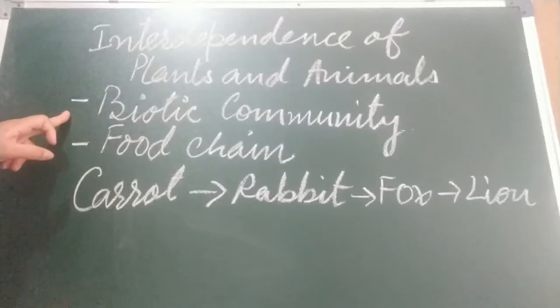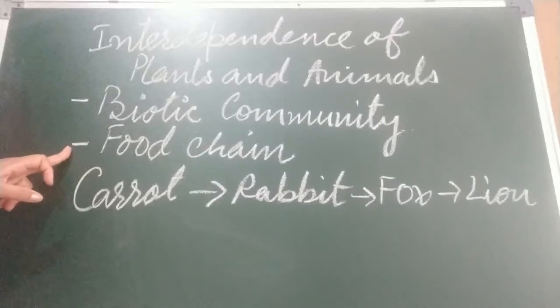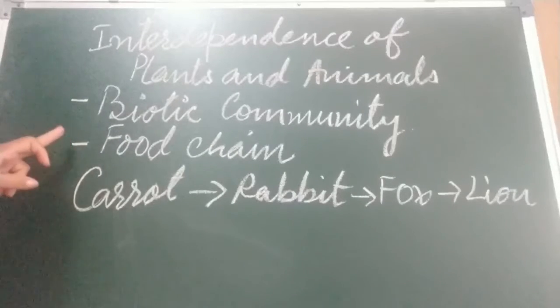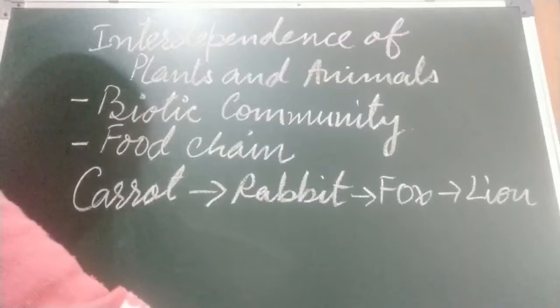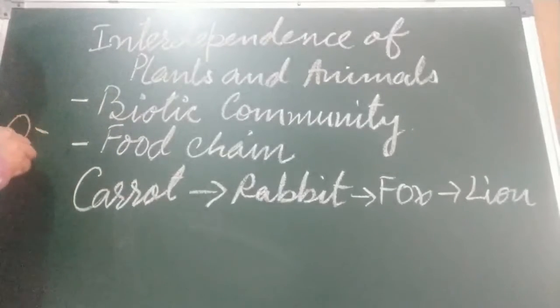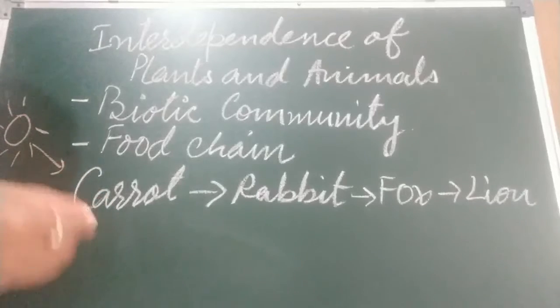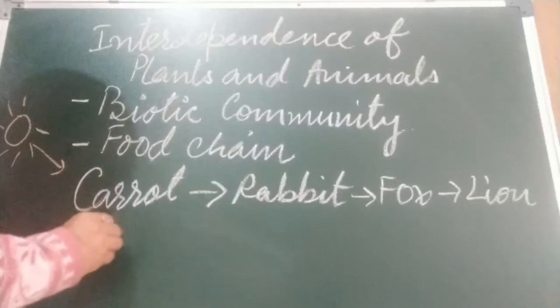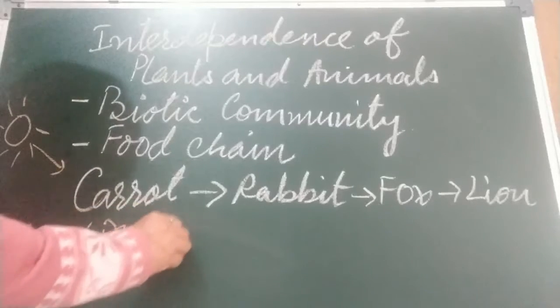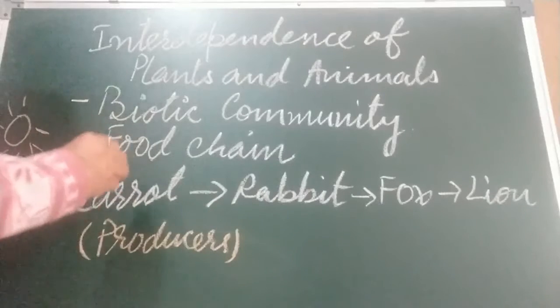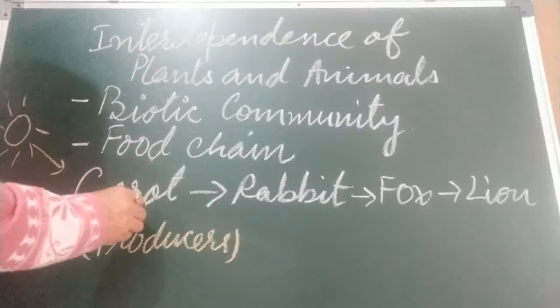I am going to discuss how they are dependent on each other through a food chain. What is a food chain? The food chain is a simple representation of energy flow in nature. As I told you, green plants make food with the help of sunlight. They take light energy and it is stored in the carrot. I am giving you an example, this is the producer. All green plants are producers. The energy is stored in the form of chemical energy.